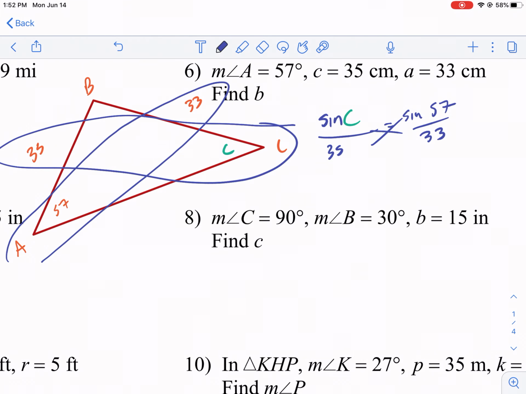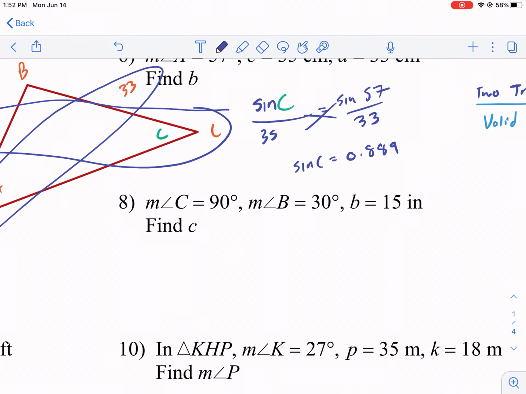So I have sine 57, I'm going to type that in my calculator, sine 57 times 35, cross multiplying. Okay, and I'm going to divide by 33. If you guys follow that, I think if you're in this pre-calc class, you guys are probably pretty good. Okay, so we have sine C equals about, I'm just rounding here, 0.889. I'm going to type in more values than that, though. Okay, so I'm taking the inverse sine of that, 0.889 49908. Okay. So I get C equals 62.81.